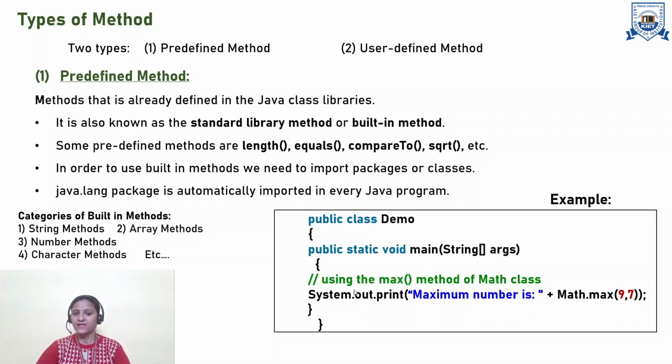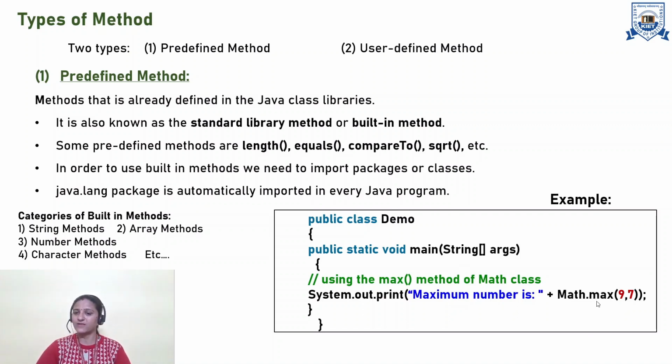In the main, we are using the max method. It belongs to the Math class. So System.out.println, "Maximum number is", we use this max method which is inbuilt and belongs to the class Math. So we will precede the function with the class name where it belongs. It belongs to this Math class.